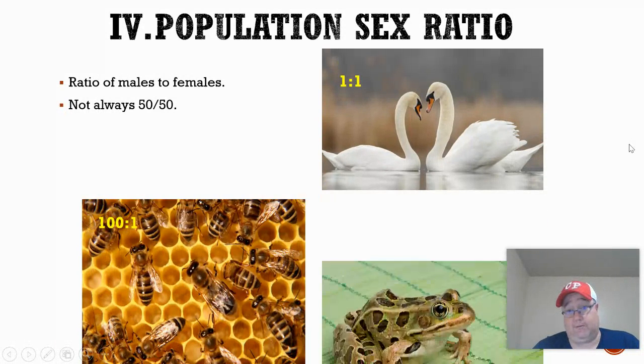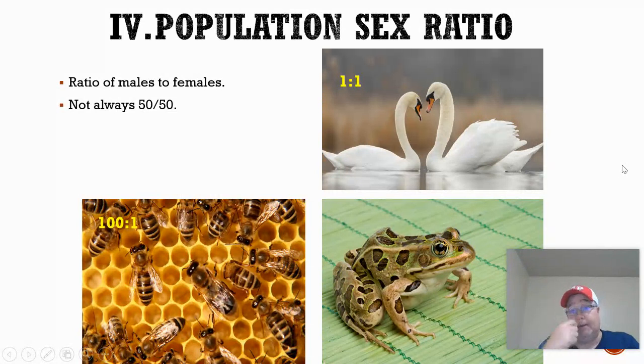Population sex ratios. Sex ratios are basically how many males versus how many females, right? For example, swans, there's usually a 1-to-1 ratio, right? One male for every one female. In a lot of insect populations, like honeybees, for example, there's like 100 males for every one female, right? There's one queen that lives in the hive, and all the males kind of cater to her and all that type of stuff. So insect populations are a lot different.